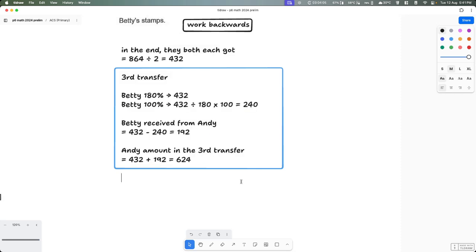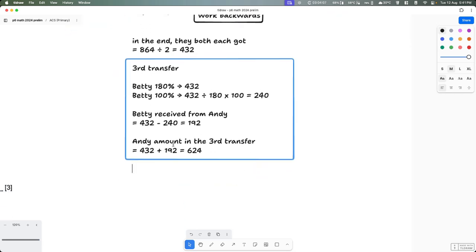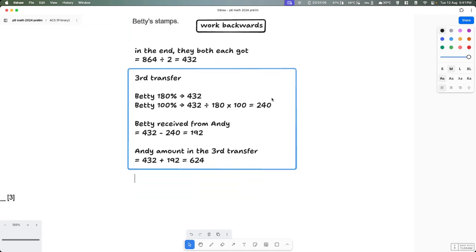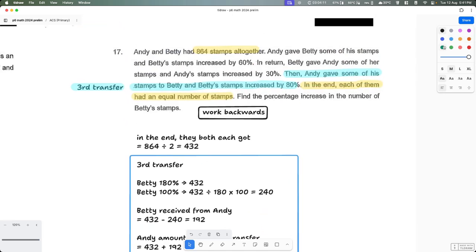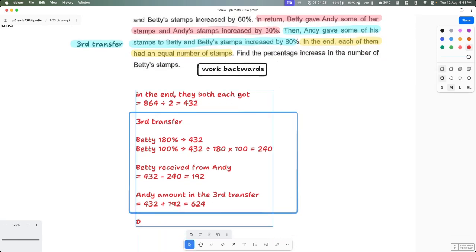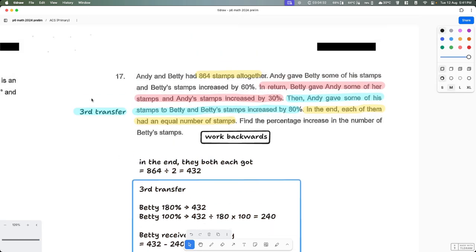Okay, let's move on to the second transfer. So next one, let's make it red. So red over here, it says in return Betty gave Andy some of her stamps, increasing Andy's stamps by 30% over here. So it's the black. So this will be the second transfer. So I'm going to put here second transfer.